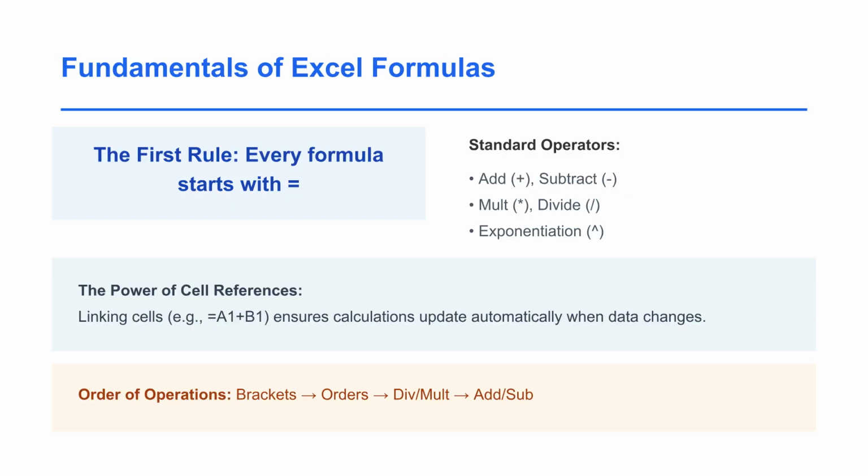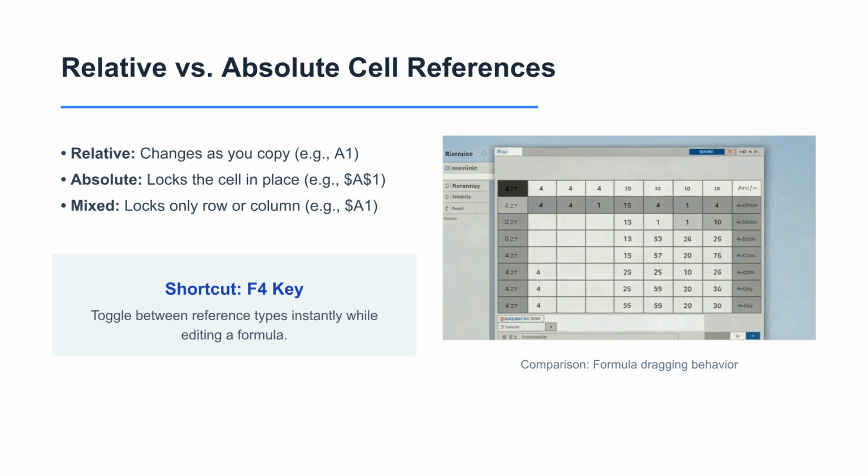We are moving into formulas. The golden rule is that every formula starts with an equal sign. We use standard operators like plus, minus, asterisk for multiplication, and slash for division. Cell referencing is key, as it makes calculations dynamic. Always follow the order of operations: brackets, orders, division/multiplication, then addition/subtraction.